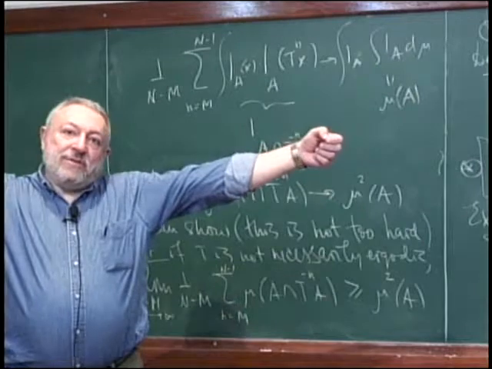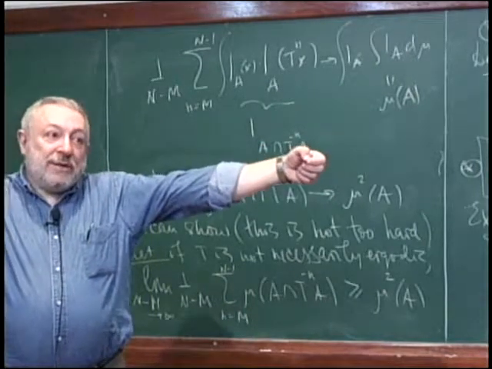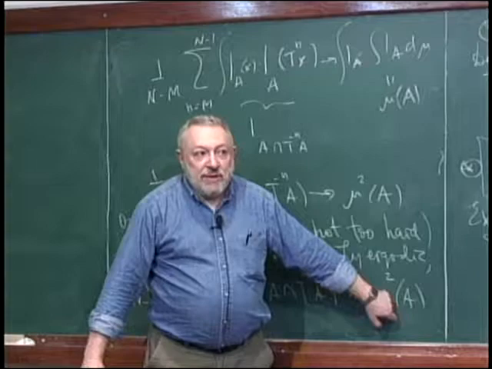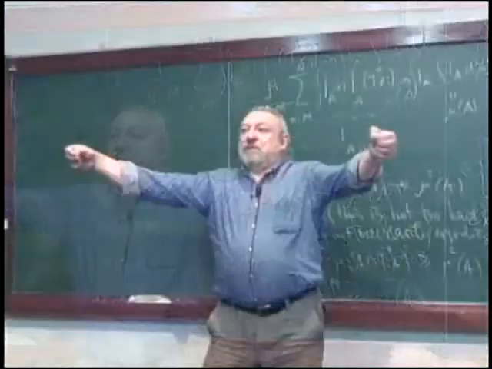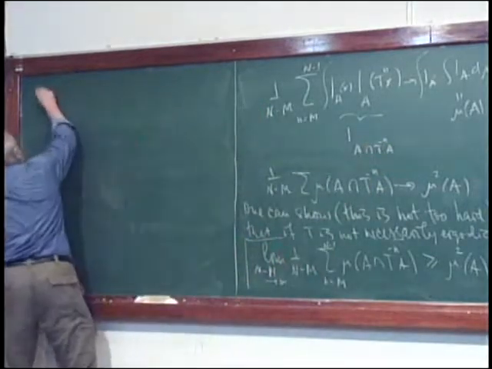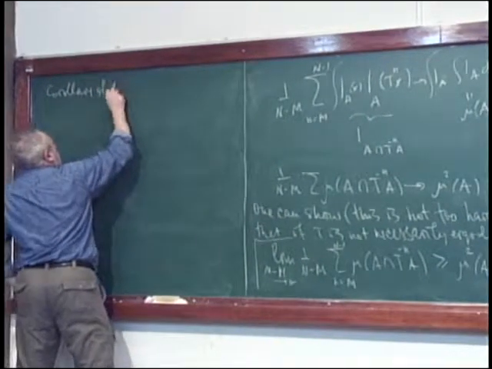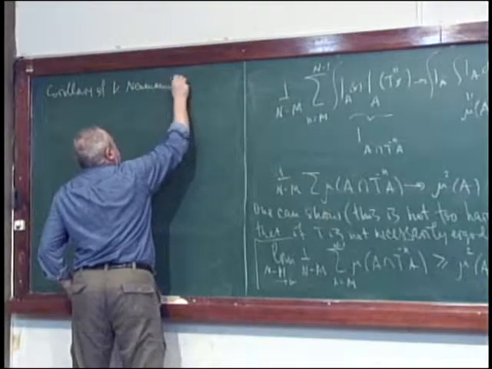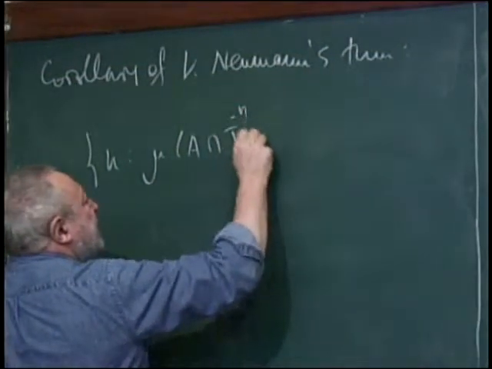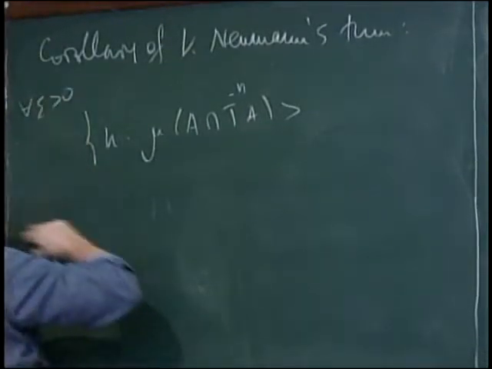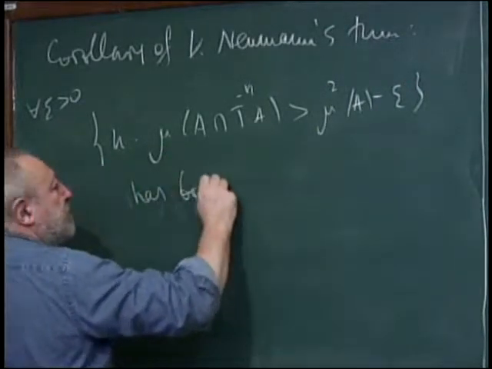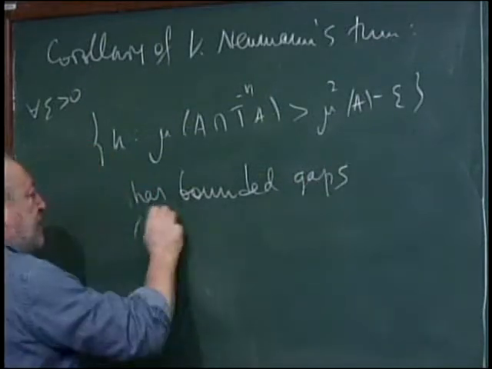So as long as you took a long enough interval, you should be at an average there. You are averaging nonnegative numbers, not negative numbers, and then you should be in an epsilon vicinity of this limit. But if the average of nonnegative numbers is close to mu squared, then at least one of them will be. So it shows right away, so corollary of the von Neumann theorem: the set of n for which mu of a intersection t minus n a, and this is for any epsilon, is bigger than mu square of a minus epsilon, has bounded gaps. Or we call it syndetic.